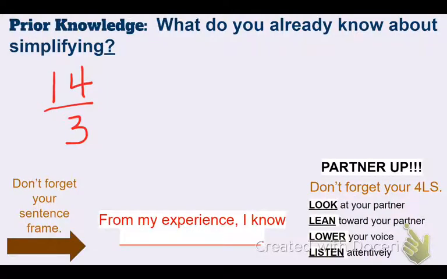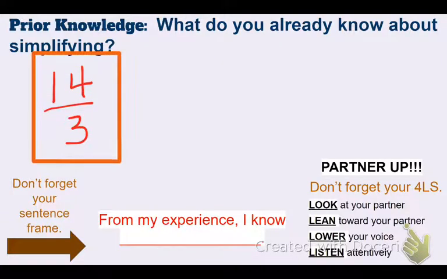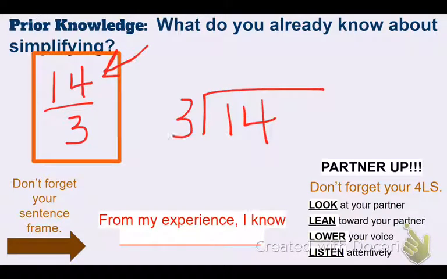What do you already know about simplifying? Something that we've already worked on in Chapter 8 and also Chapter 9 is simplifying fractions. So an example would be this improper fraction. The numerator is larger than the denominator. So hopefully you remember that we can simplify this fraction by setting it up in our division problem. We have the divisor as 3. That's the number of groups.